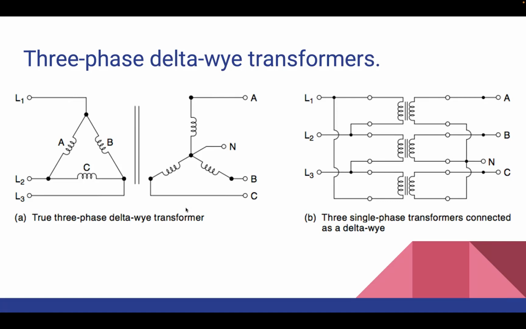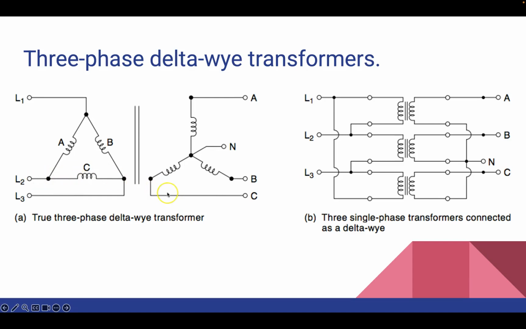Now let's see the three-phase delta-Y transformation, how we can make this transformation. These are basically designed to convert three-phase power between delta and Y connection. It caters to different voltage and current requirements in power distribution systems.